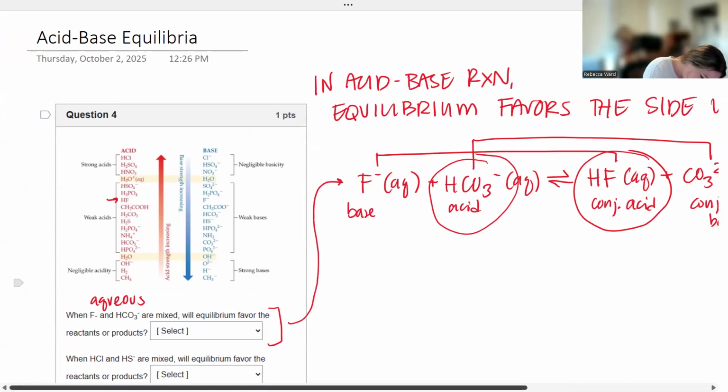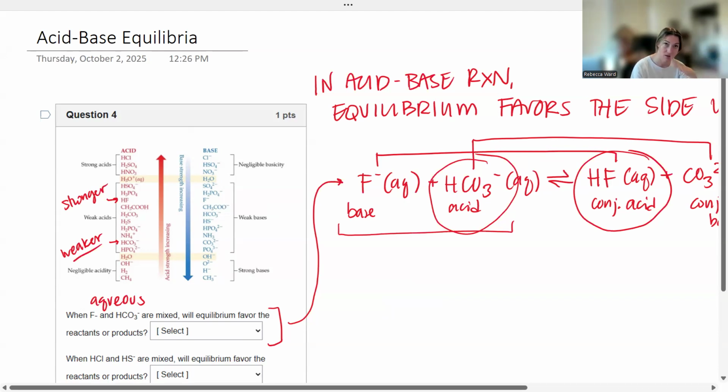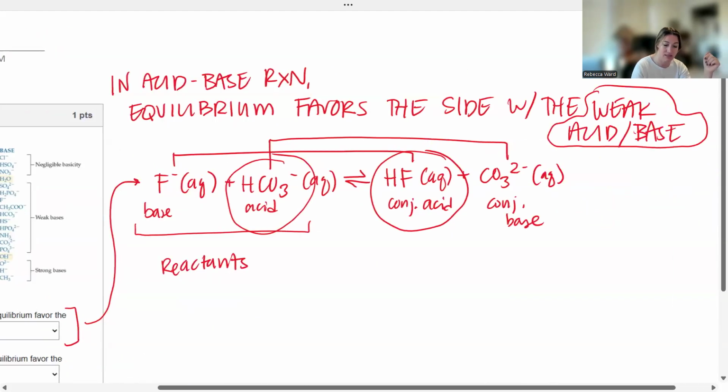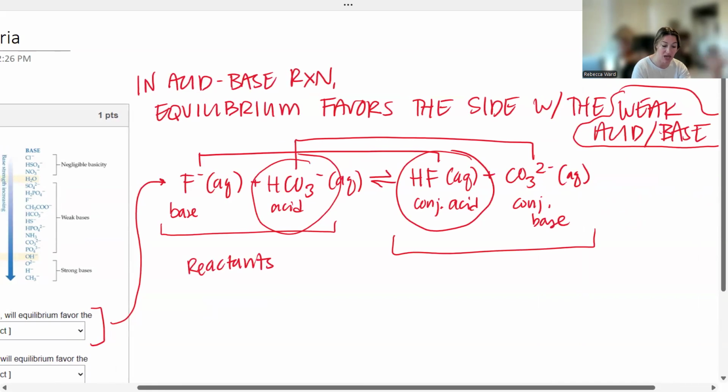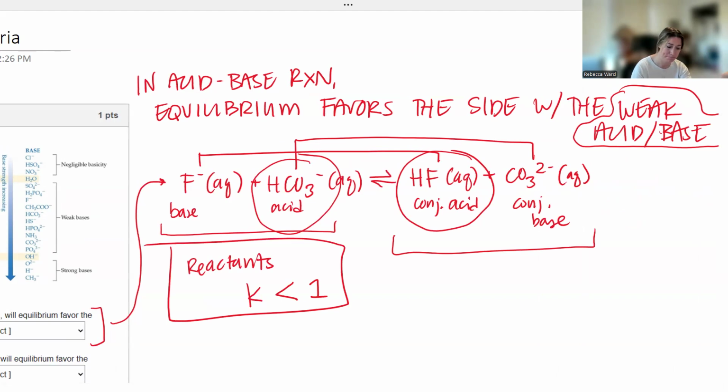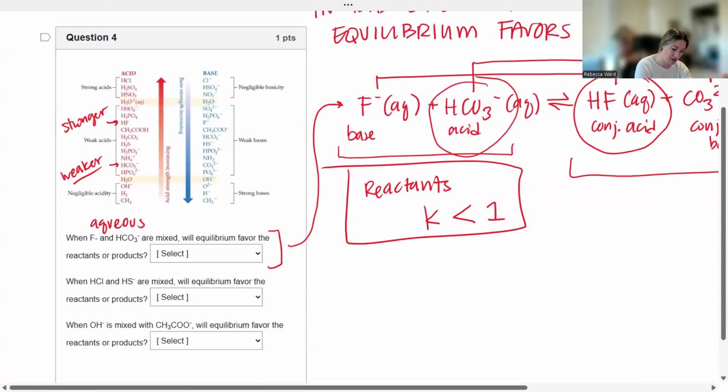So here's HF, and HCO3 minus is all the way down here. So on the acid side, higher up, that is the stronger acid. So HF is stronger and HCO3 minus is weaker. Okay, so my equilibrium is going to favor the left side, which are my reactants. So if I were to mix these things together, this reaction doesn't happen all that much. I'm going to have a K less than 1. All right, so in this case, this should be reactants.